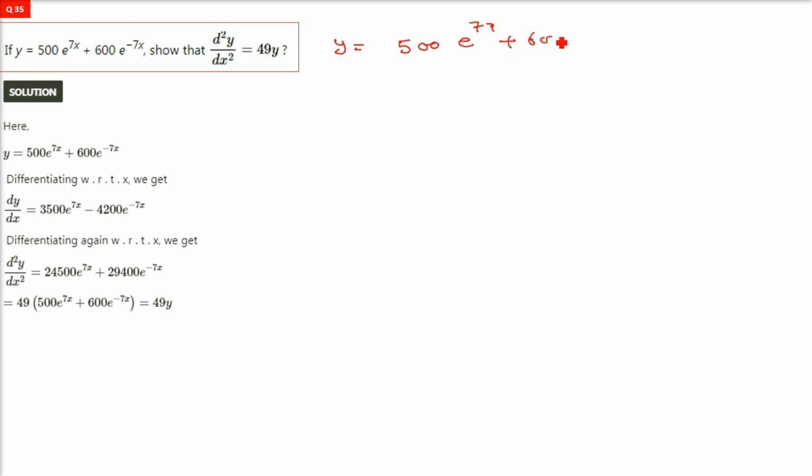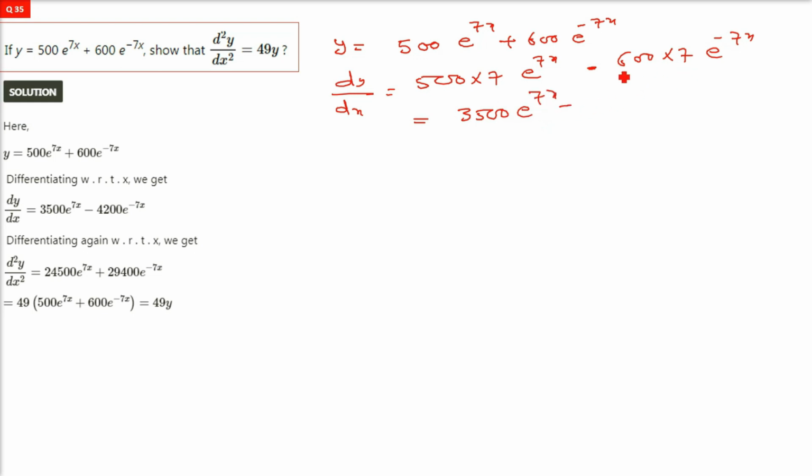So this is just a simple algebra multiplication. dy by dx is equal to 500 e raised 7x, which will be e raised 7x only, and when you differentiate 7x, it will be 7. So 500 into 7 into e raised 7x. Then we have 600. I know that negative is going to come, so I already placed a negative in between. 600 e raised minus 7x, and differentiation of minus 7x is minus 7 only. So 7 5 is 35, so you have 3500 e raised 7x. Then you have minus 7 6 is 42, 4200 e raised minus 7x.